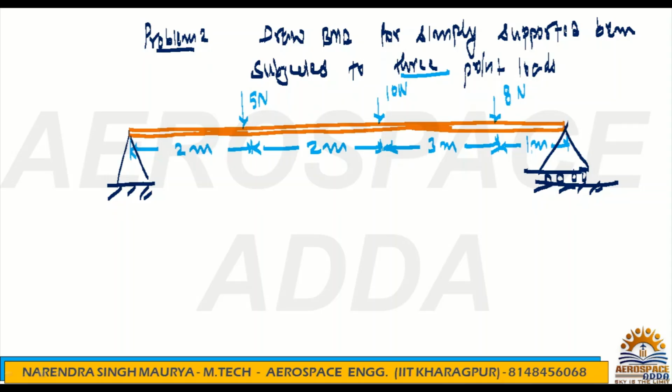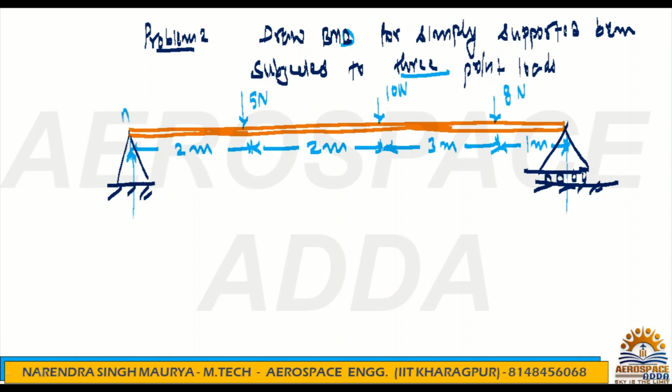Right. So the problem is to draw the BMD, the bending moment diagram, for a simply supported beam subjected to three point loads, and the beam is just like this. If you see here, this is the beam, and these will be the reaction forces.